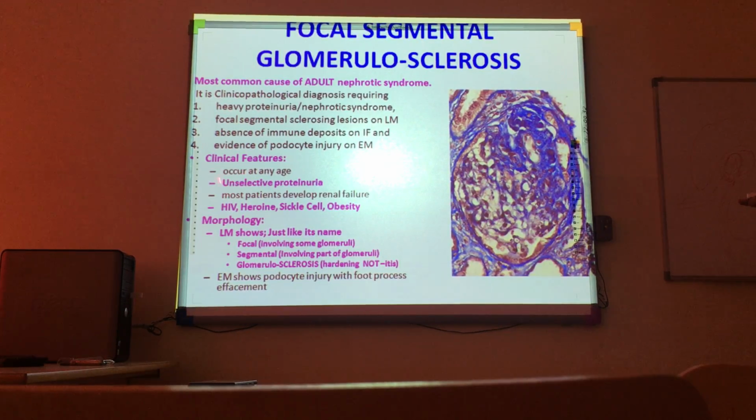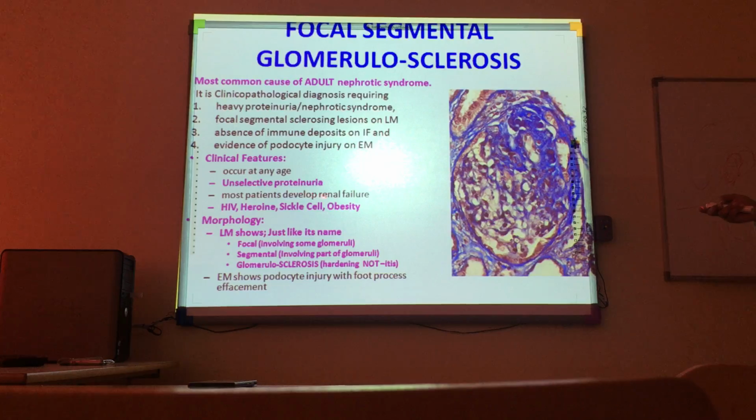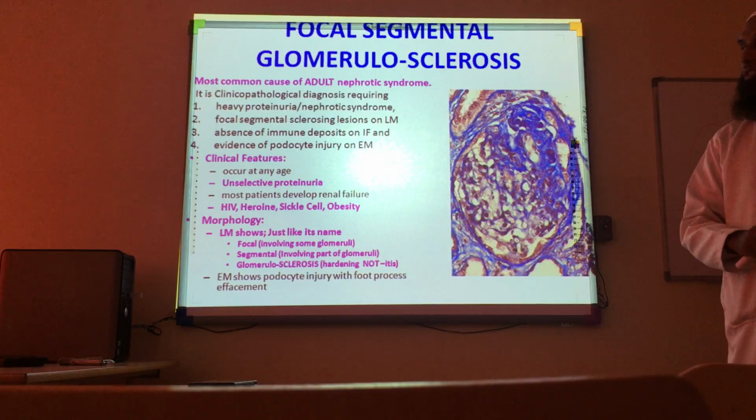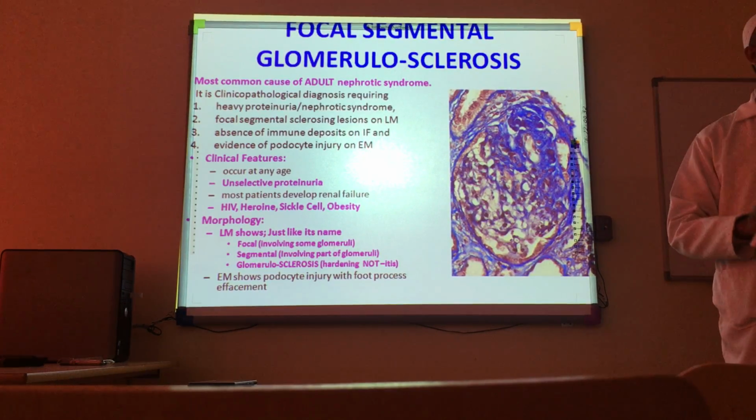Clinical features: it occurs at any age. There is proteinuria, but it is unselective. What does that mean? It includes everything, globulins, other plasma proteins, albumin, etc. Most patients develop renal failure, so this is one of the differentiating features. And it is usually associated with people who have HIV, meaning AIDS, or who are addicted to heroin.